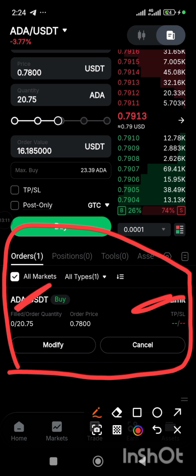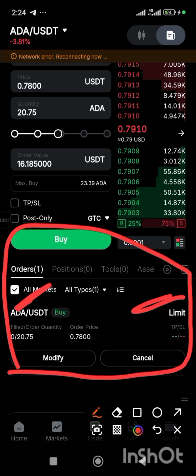This is just the simple way of buying your coin using market order and limit order. So the market order is going to be in my asset until the coin appreciates, and I will now sell. So the sell video will be in the next tutorial.